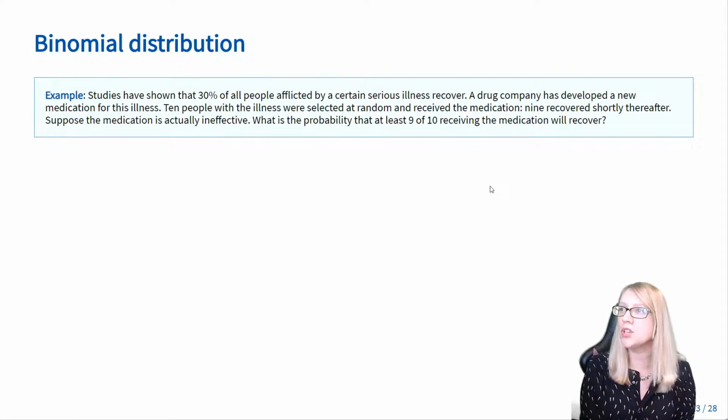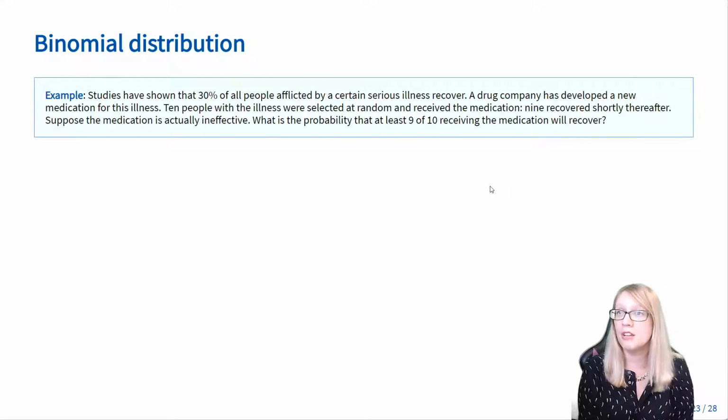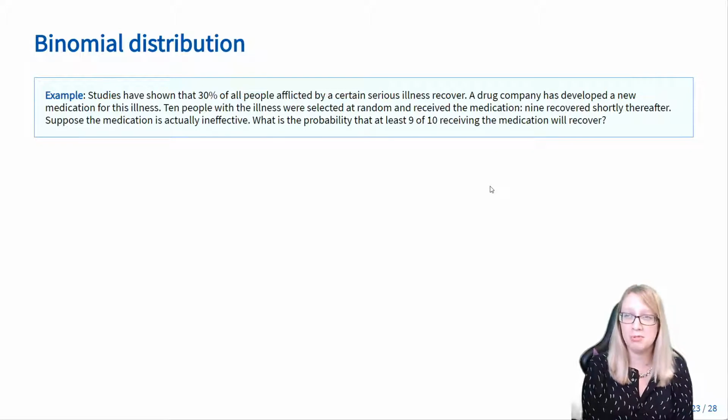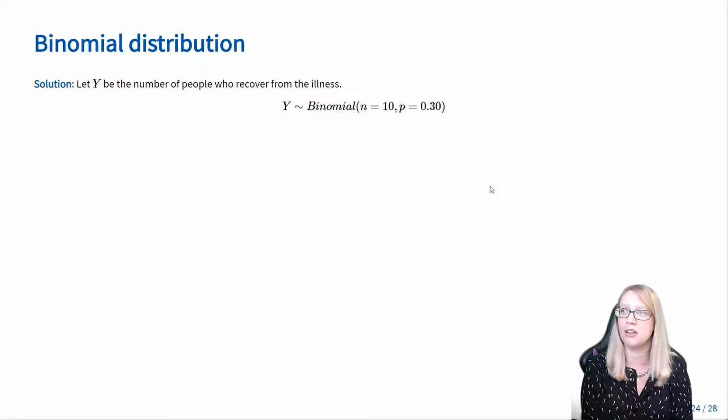Studies have shown that 30% of all people afflicted by some serious illness recover. A drug company has developed a new medication for this illness. 10 people who have it are selected at random and receive the medication. 9 of the 10 do recover. Suppose the medication is actually ineffective. What's the probability that this would occur? What is the probability that at least 9 of 10 people receiving the medication would recover?